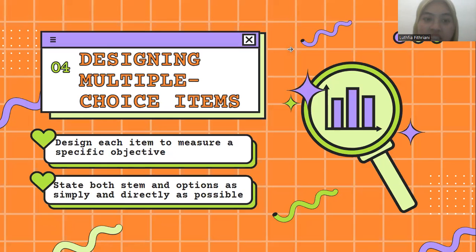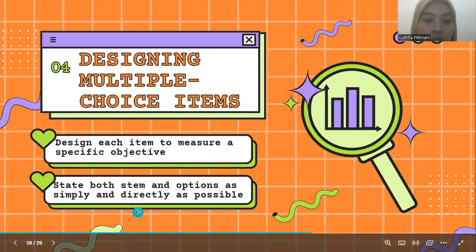The fourth is designing multiple choice items. There are some steps in this stage. The first is to design each item to measure a specific objective. Test items should be related to the intended learning outcomes to be measured.